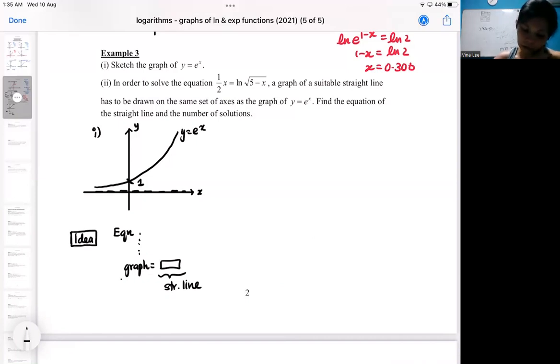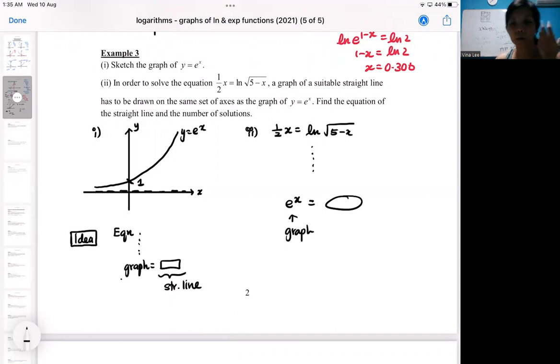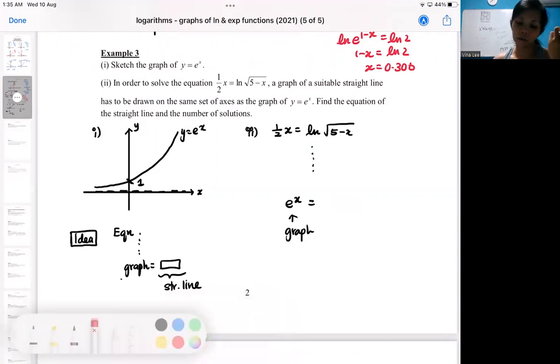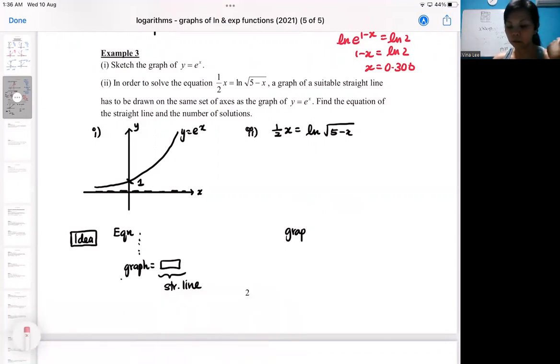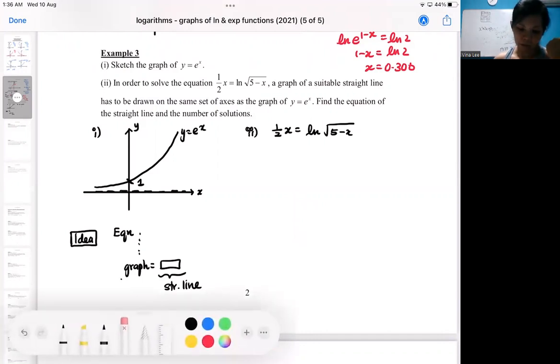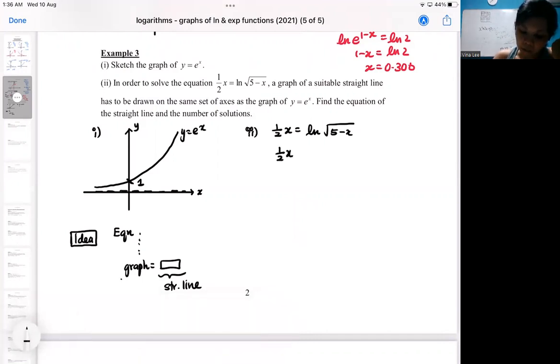So in this case, I need to execute. So this is half x. You need to manipulate until your graph appears. So this is your graph. You got to bear in mind, you need to make e^x appear. So that is your exponential or logarithm technique. So you got to try to squeeze out an e^x. So that is also your indices.